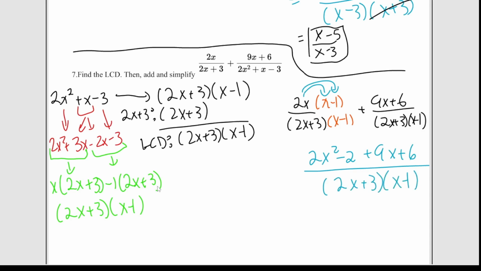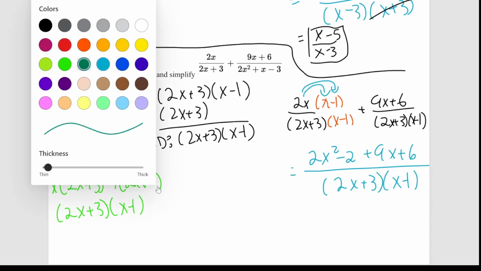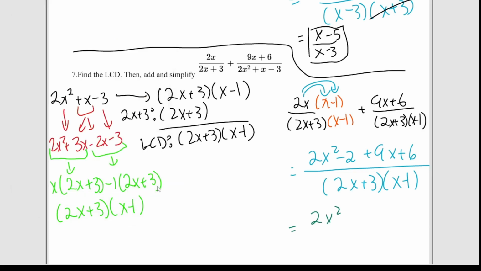Now we want to combine like terms. In particular, I noticed that negative 2 and 6 are going to combine to make 4. So we're going to have that equal to 2x squared plus 9x plus 4. So I'm rewriting it sort of in the standard order as well for a quadratic there. All over 2x plus 3 times x minus 1.